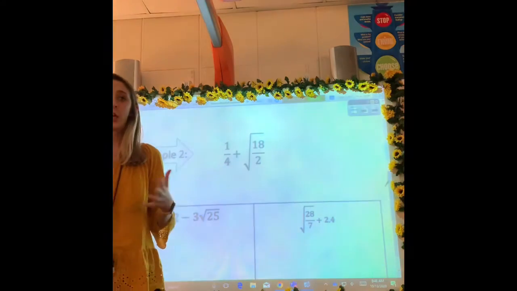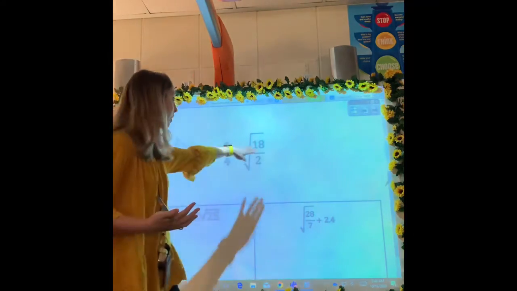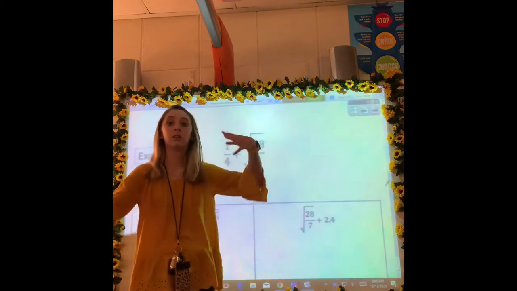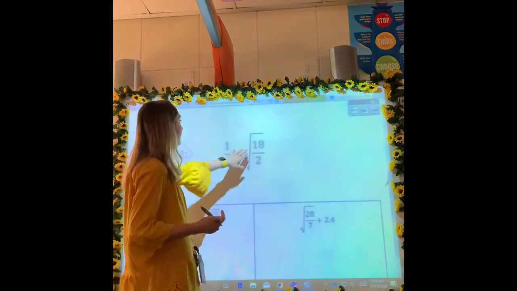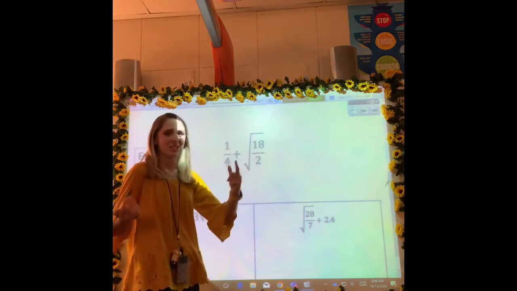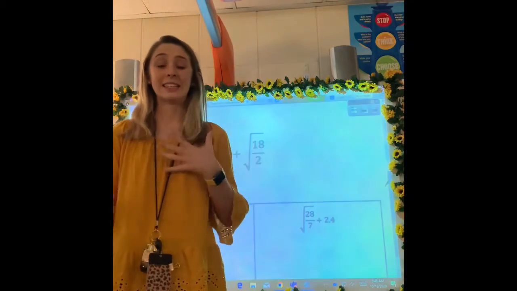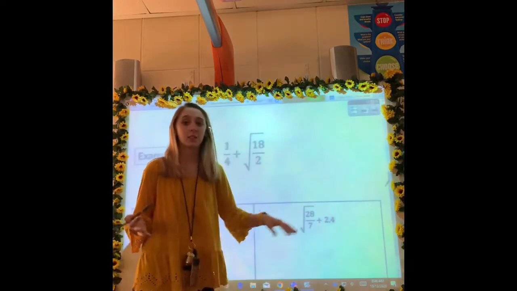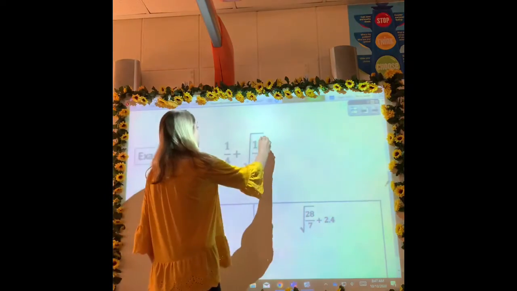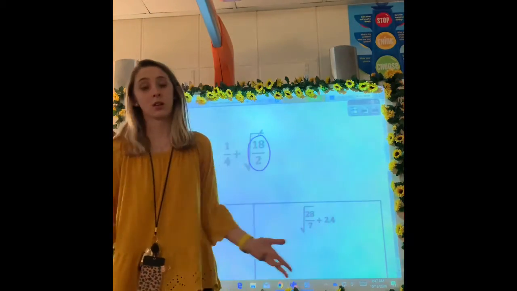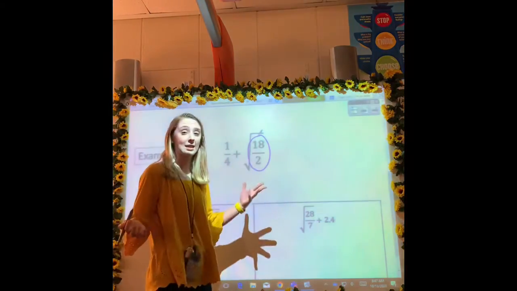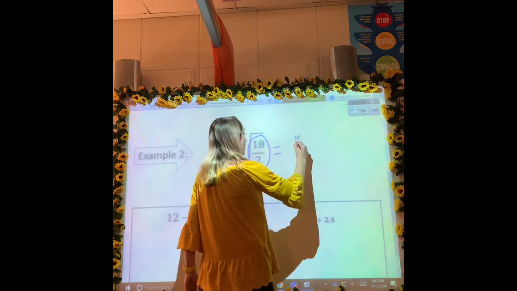However, yesterday, remember I told you to look at the numerator and determine what the square root is, and then look at the denominator. Well, if we look at the numerator in this one, nothing times itself gives you 18, okay? So we can't do that process. So for this one, we're going to simplify this fraction, okay? So 18 divided by 2. Hopefully you know 2 goes into 18 9 times. So now our new equation would look like this.